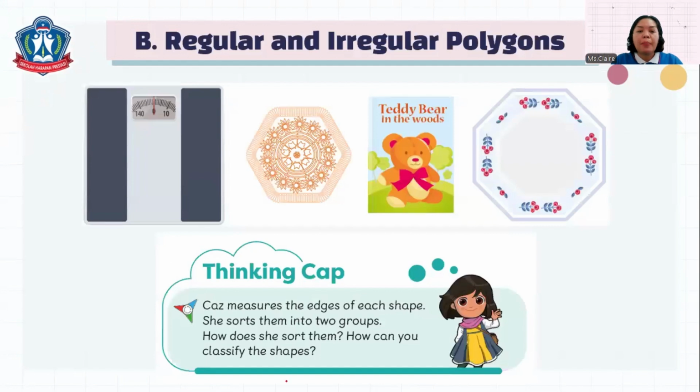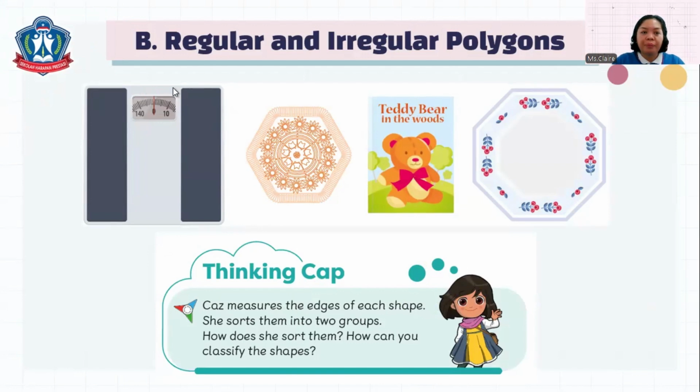Hess measures the edges of its shapes. She sorts them into 2 groups. How does she sort them? Can you classify the shapes, children? Can you think of the shapes where the edges or the sides are all equal?